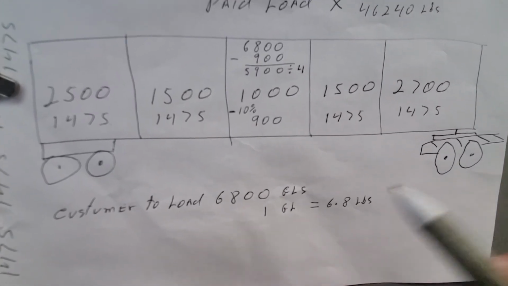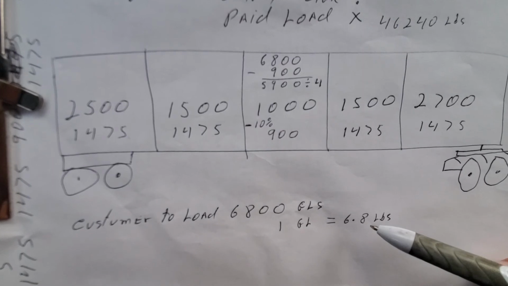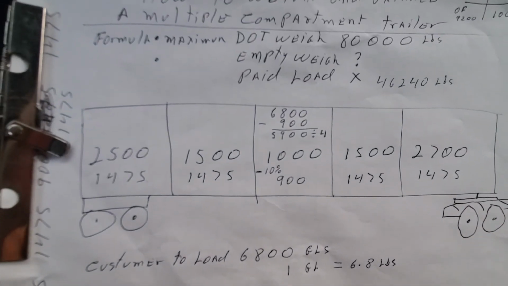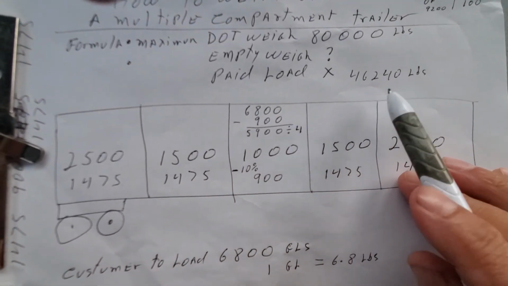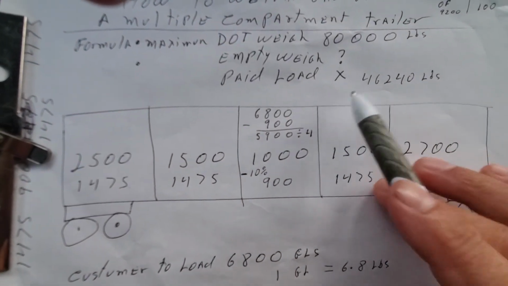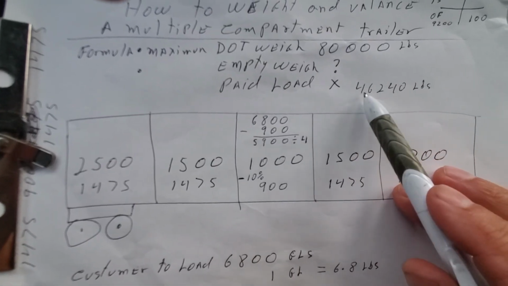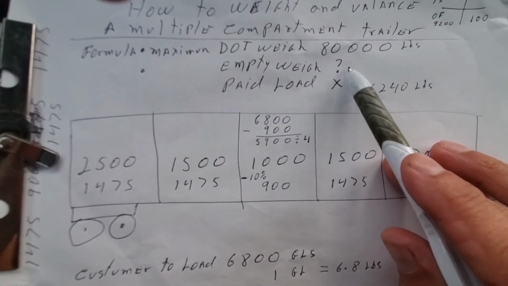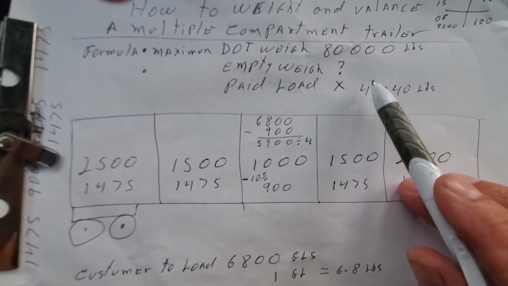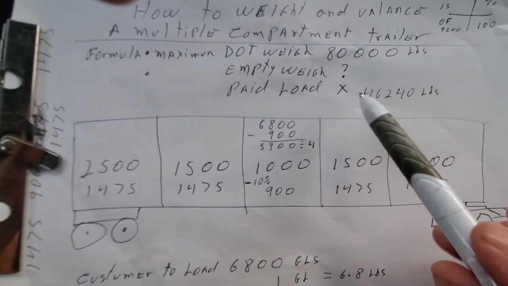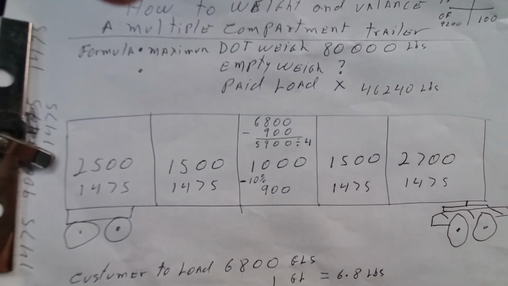Basically, if you get 6,800 gallons times 6.8, that works out to about 46,000. Oh, I wrote it down right here, 46,240 pounds. So if you increase your payload because you have less empty weight, this number is going to go up and up and up. Never let it exceed the total amount of 80,000 pounds.